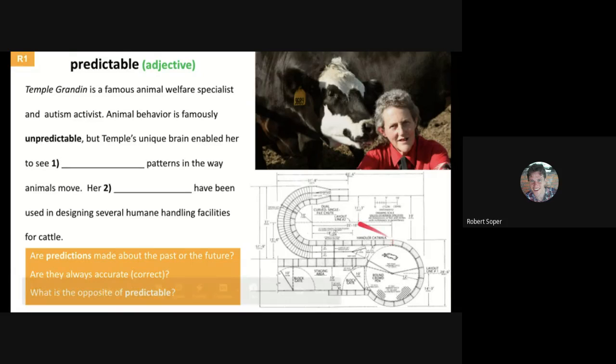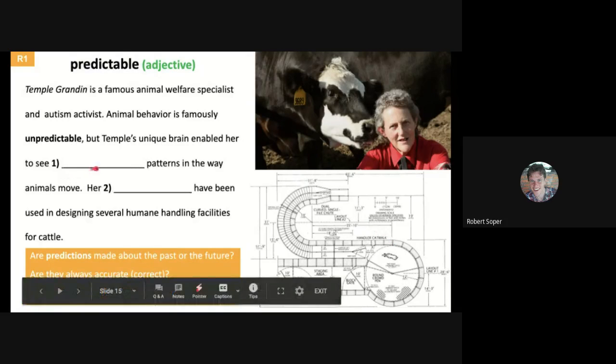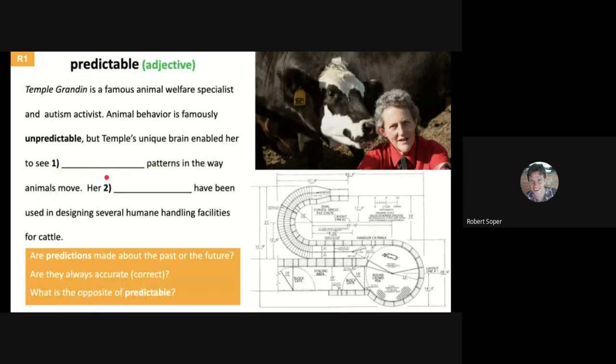So, number one, Temple's unique brain enabled her to see predictable patterns. And here we're using the adjective form as it's up here to describe this word patterns. So, adjective, noun, adjective, noun. So, the correct word here was predictable. Here, number two, the correct answer was her predictions.